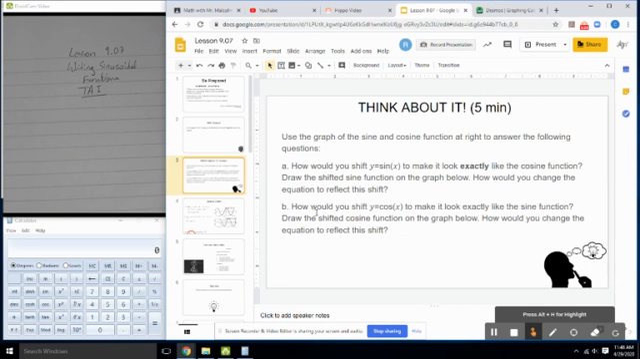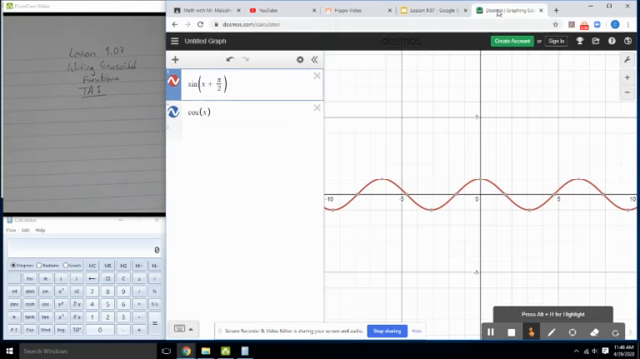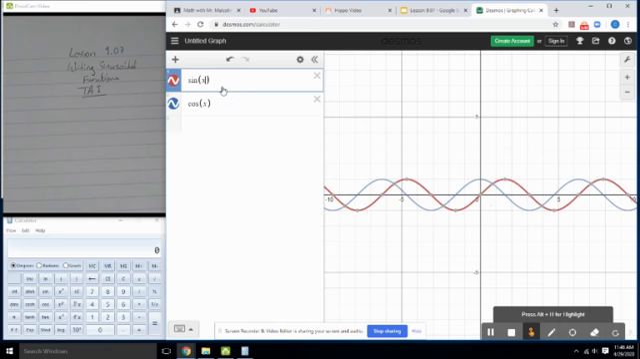Part B says, how would you shift y equals cosine of x to make it exactly the same? So now this is the opposite way. Let's clear out the sine, and now we're going to try to move our cosine to come over to this side.